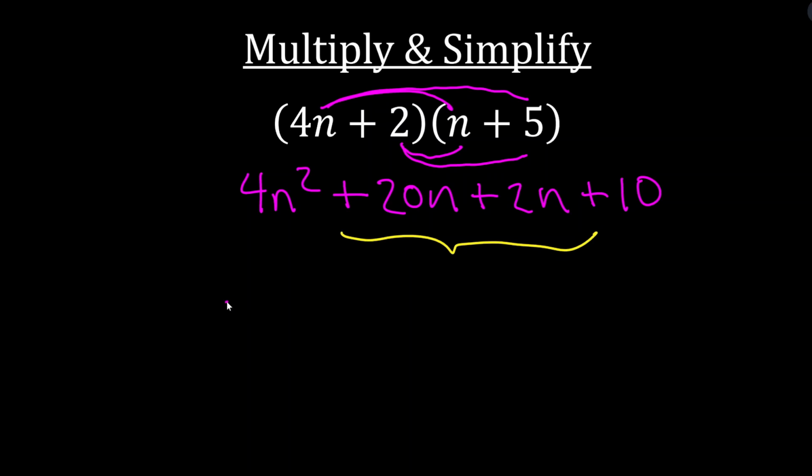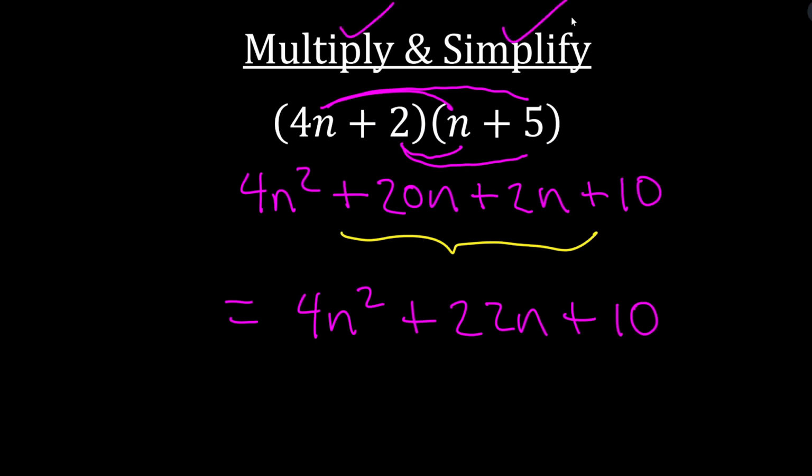And so what we can do is we can say this all equals our final answer here. We multiplied, and now we are simplifying. We're adding 20 n's and then 2 more for a total of 22 of these n's, and then the plus 10 is chilling out here. So we multiplied, then we simplified by combining the like terms.